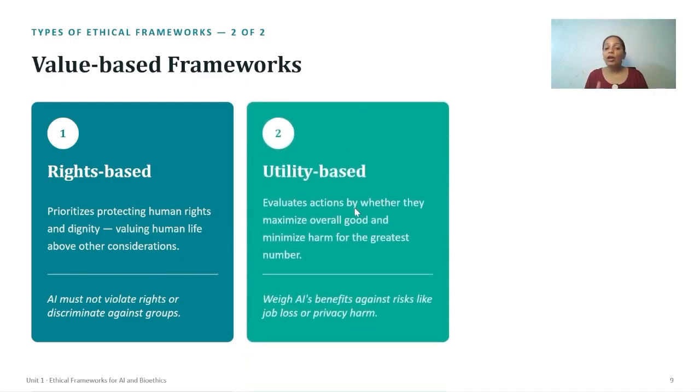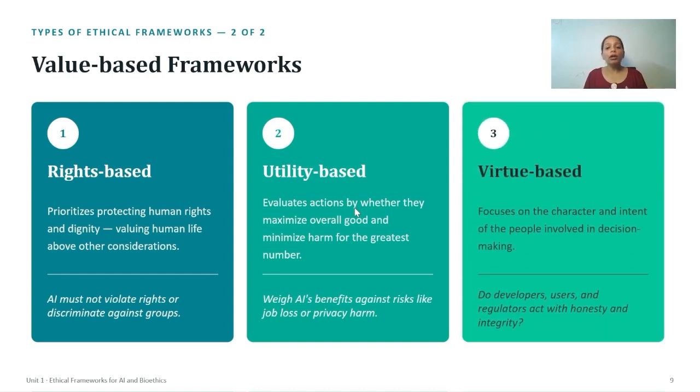Utility based, that evaluates actions by whether they maximize overall good and minimize harm. For AI, this means weighing benefits like efficiency against risks, like job losses or privacy issues. Virtue based, that focuses on the character and intention of the people involved. For AI, this asks, are the developers, users, and regulators acting with honesty, compassion, and integrity throughout the AI's life cycle?